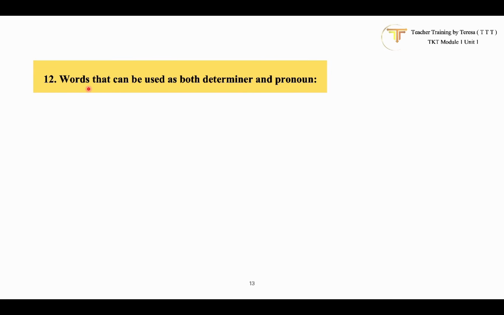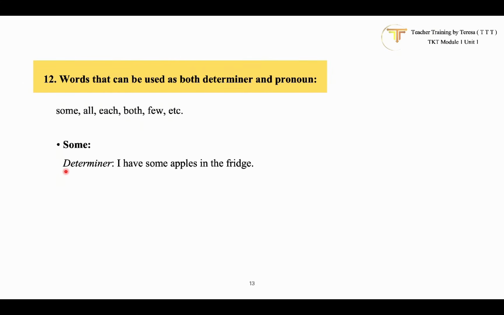12. Words that can be used as both determiner and pronoun: some, all, each, both, few, etc. Some. Determiner: I have some apples in the fridge. Pronoun: Some have already left the party.